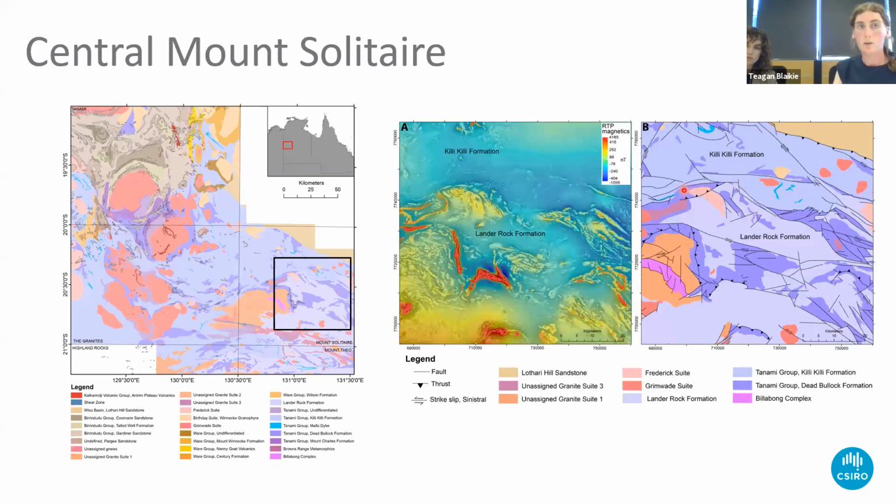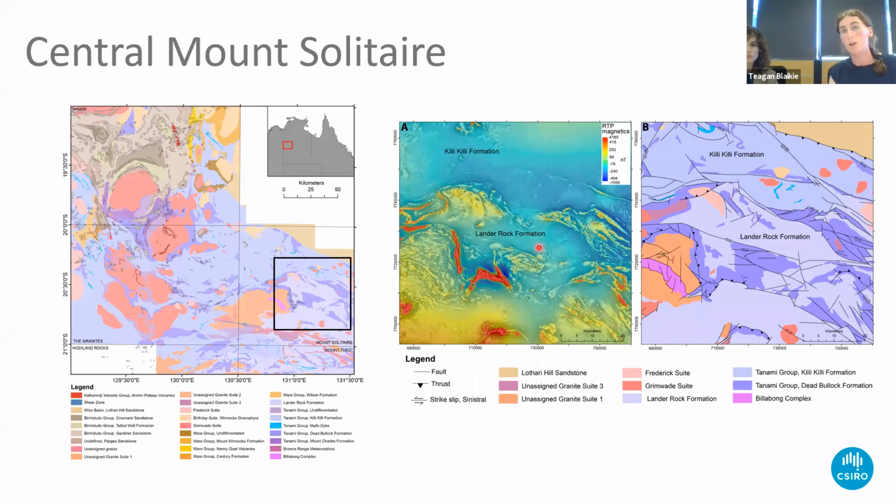In Central Mount Solitaire, this image here shows the typical characteristics of the Callie formation, sitting at the top of the Tanami Group and the land and rock formation of the Aileron Province. These units are typically thought to be correlatives of each other, and they've got quite similar responses in the geophysics. So we see more of a transitional relationship to them.